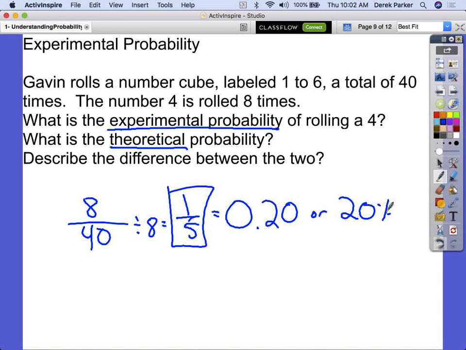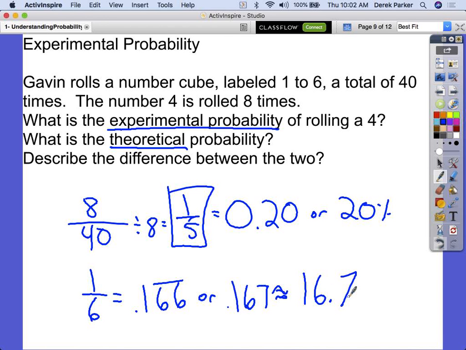Now let's go to the theoretical probability. That's your easy one. Okay? There are 6 outcomes. 6 is my denominator. There's only 1 4. 1 is my numerator. 1 out of 6 is equivalent to 0.166 repeating, or 0.167, which is equivalent to approximately, I'm going to approximate here, 16.7%. I rounded.